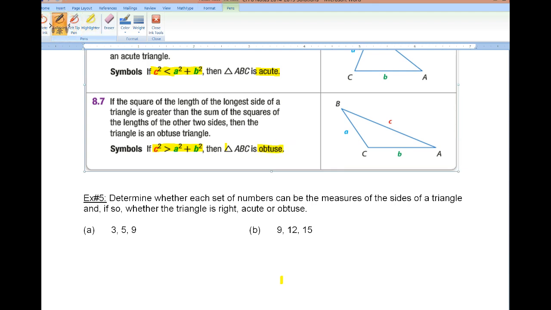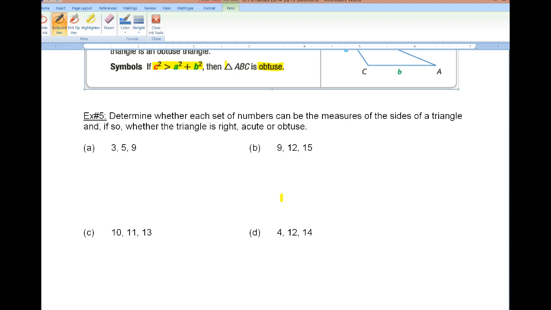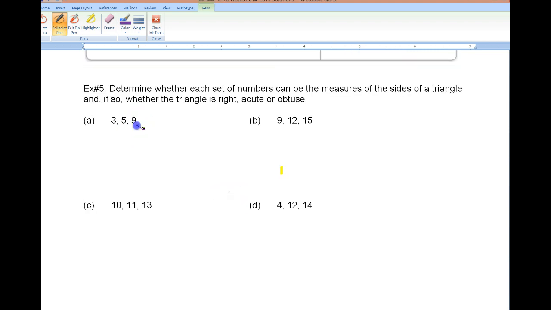That makes sense. Now what you need to do, just be careful with the order of the numbers. I have them in order here. But one of these has to be C, the other two are A and B. So I need to compare 9 squared. How does that compare to 3 squared plus 5 squared? So we get 81 here. What do we get for 9 squared plus 25? So since it's greater than, this is?